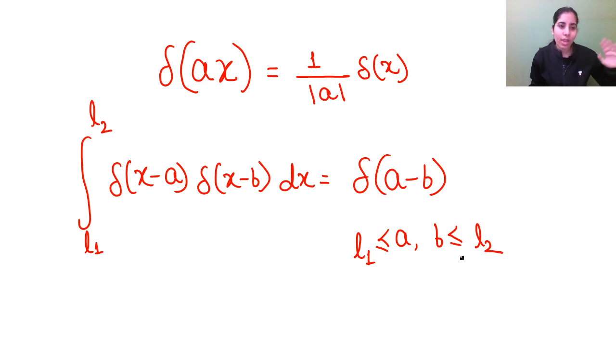Clear? Now L1, L2 can be minus infinity to plus infinity. L1, L2 can be 1 to 4. L1, L2 can be 3 to 10 or any condition. Clear? Or any limits. Now, next.